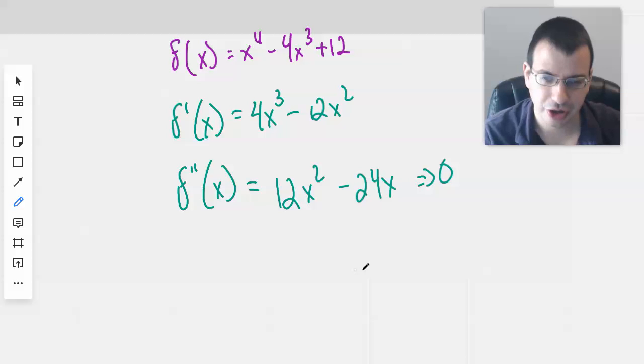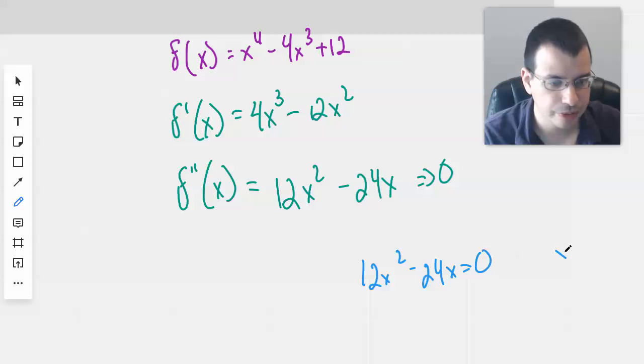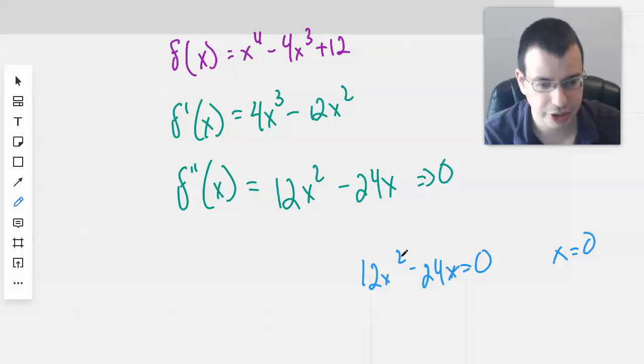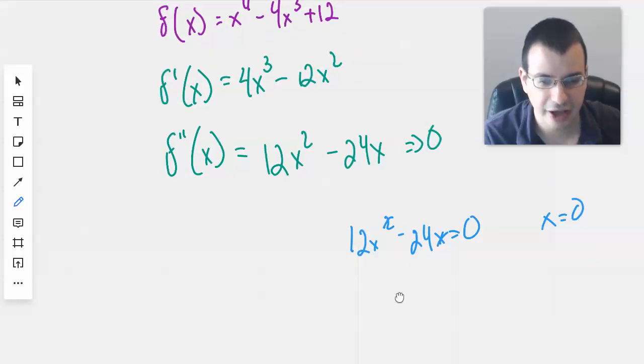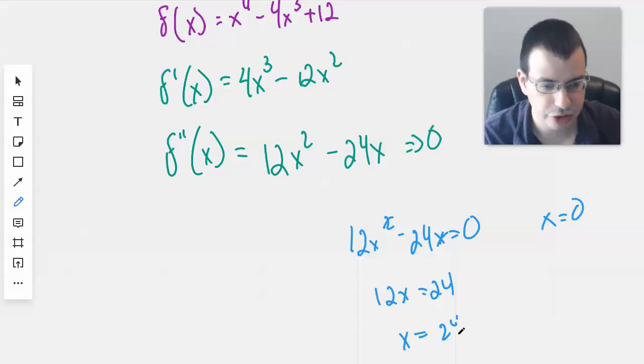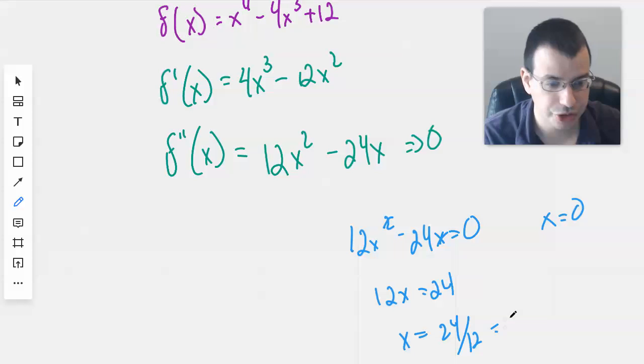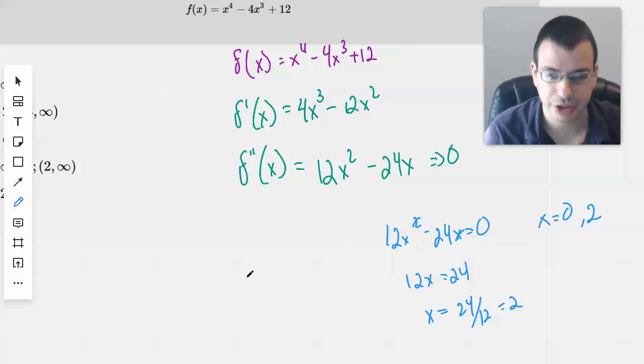Okay, so now we'll solve this. 12x squared minus 24x equals 0. So x equals 0 is a possibility. And then we have 12x equals 24, x equals 24 over 12, which equals 2. So x equals 0 and x equals 2 are critical points.